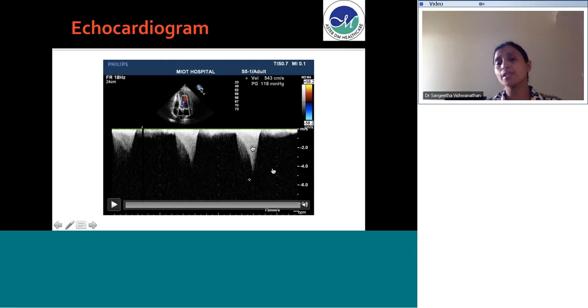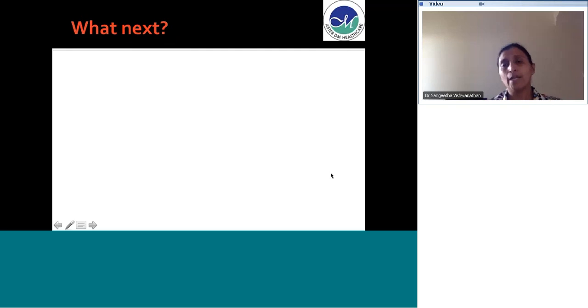Okay, but here there is a significant gradient. So the peak gradient is about 110. It's a significant gradient, and there's a clear, kind of dynamic component to that trace. Okay, so what next? So would you exercise this patient? Would you exercise this patient?